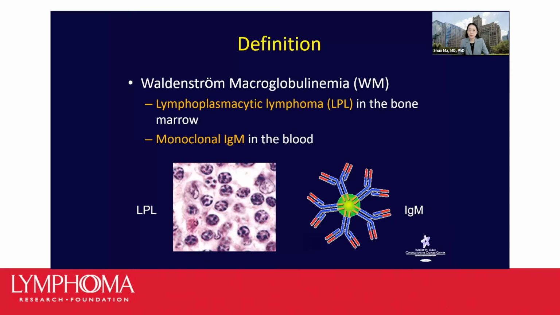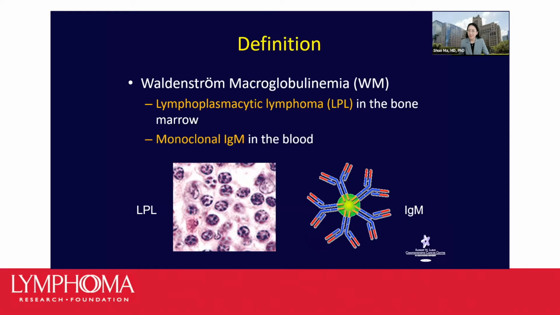So first, what is Waldenström Macroglobulinemia? Simply put, to diagnose Waldenström Macroglobulinemia, two criteria must be met. One is that there must be a particular lymphoma called lymphoplasmacytic lymphoma found in the bone marrow biopsy. And the second criterion is that there must be demonstration of monoclonal IgM protein in the blood.